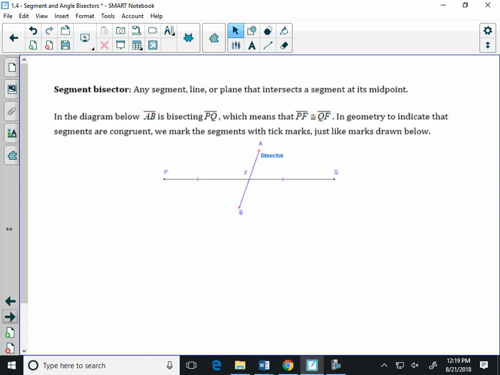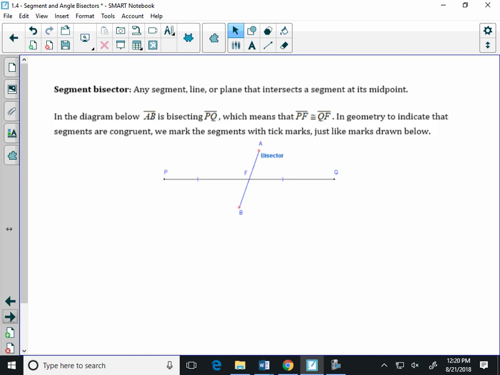What's really important about a bisector is that it's any segment, line, or plane that intersects a segment at its midpoint. What does midpoint mean? The middle, directly in the middle. So we are cutting something directly in the middle. If I take this pen, perfectly find the middle and cut it perfectly down the middle, what do I know about my two new pieces? They're equal. So essentially a bisector is taking a segment, cutting it directly in half, and you get two equal pieces.